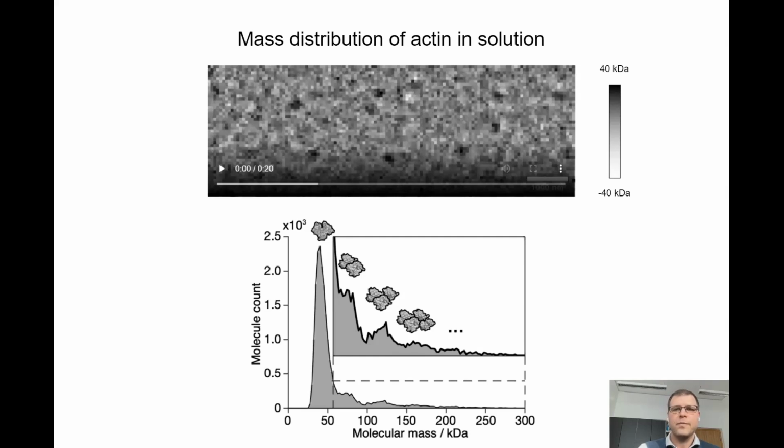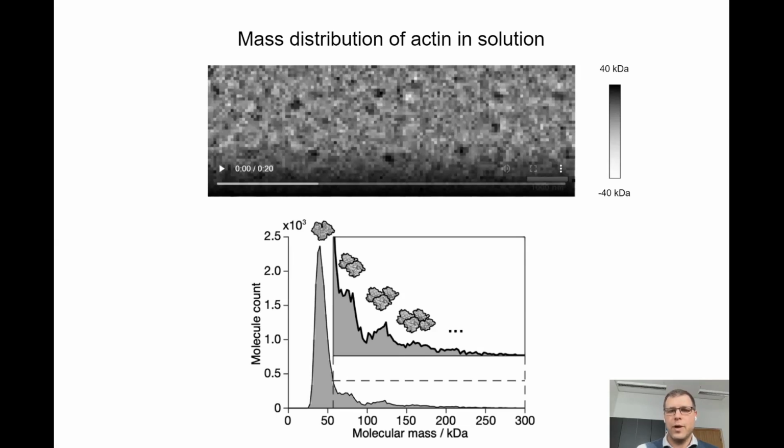This way we can image all the proteins that are coming in one after the other and analyze their darkness, basically. And then when you plot the darknesses or the masses of all your molecules that you have in your video in a histogram, you can generate a size distribution of the protein and get an impression of what type of molecules and how many are present in solution.